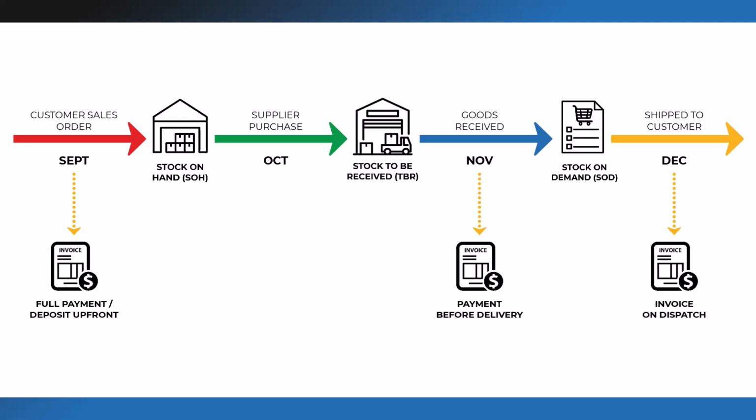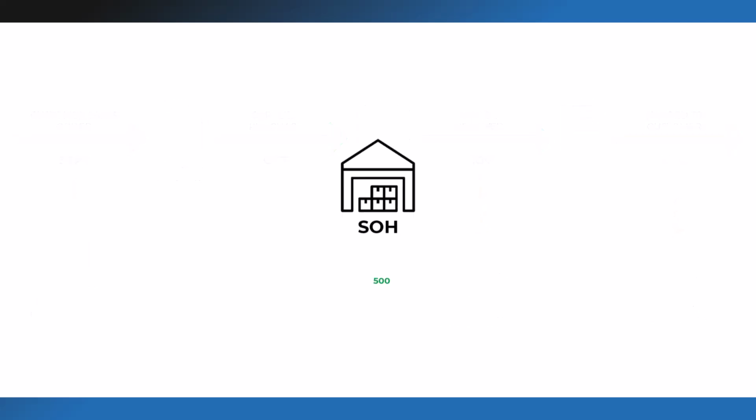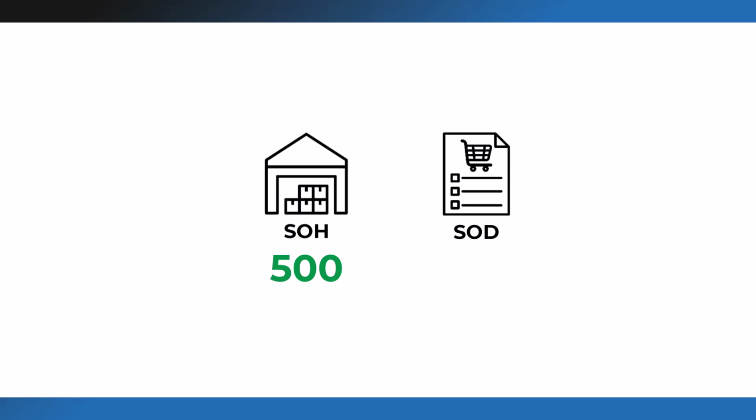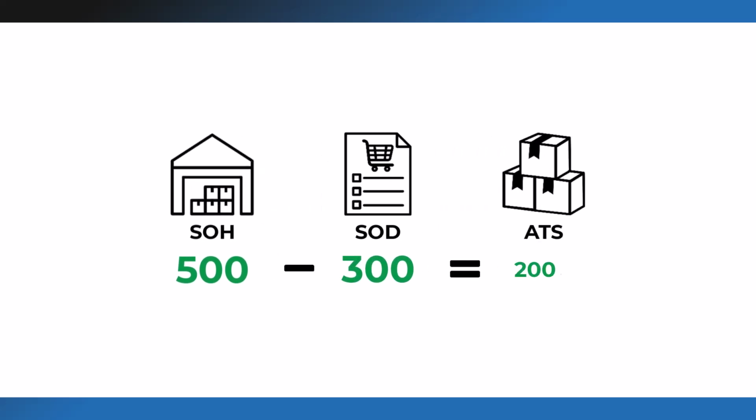Let's look at a standard stock calculation. Let's assume you have 500 items as stock on hand and stock on demand of 300 items. This means your available to sell is 200 items. If you receive an indent order for 350 items, that increases your stock on demand to 650. That means your available to sell is now minus 150 items.